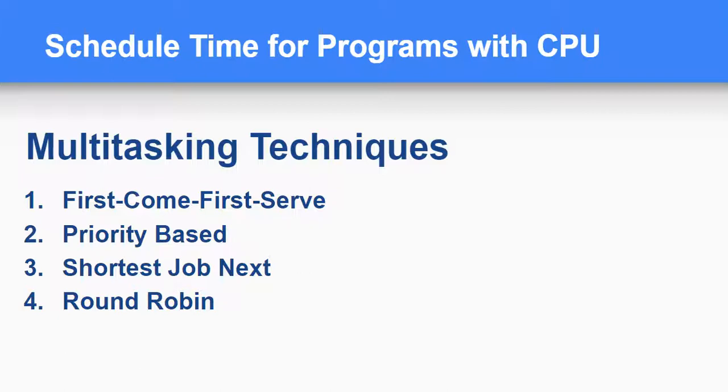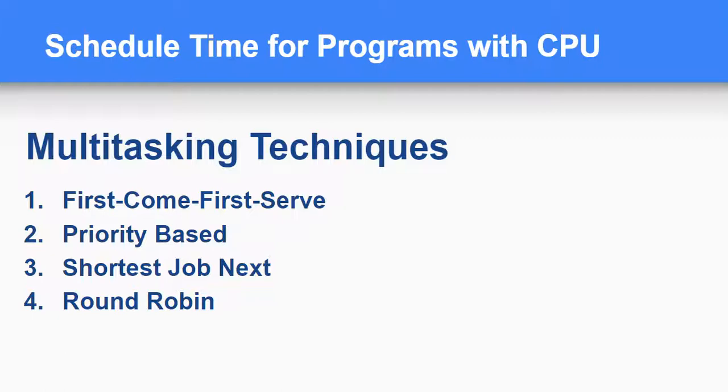This is not a great option, so it's blended with these other techniques, but it's a start. Okay, does that make sense? So whichever program comes first gets to use the CPU until it's done, and it moves along, the next person gets to use the CPU.